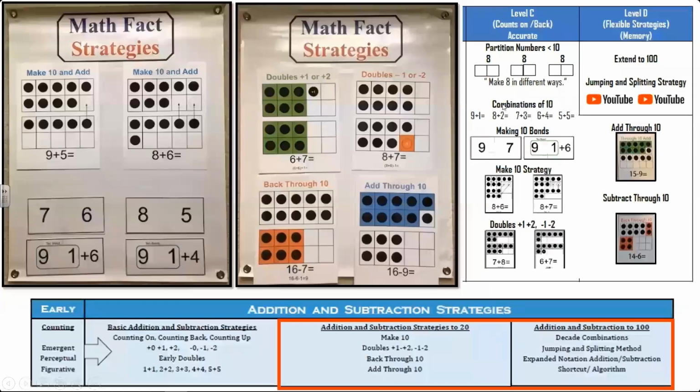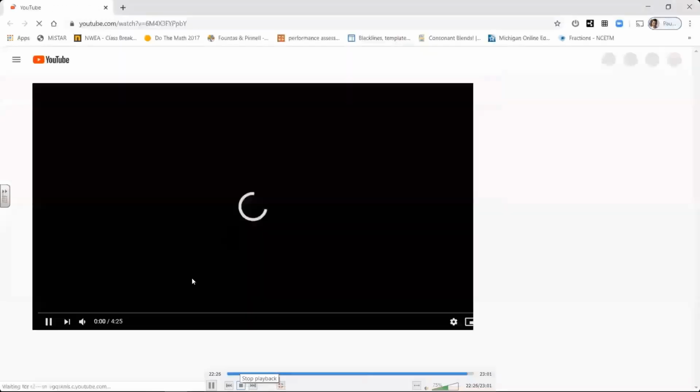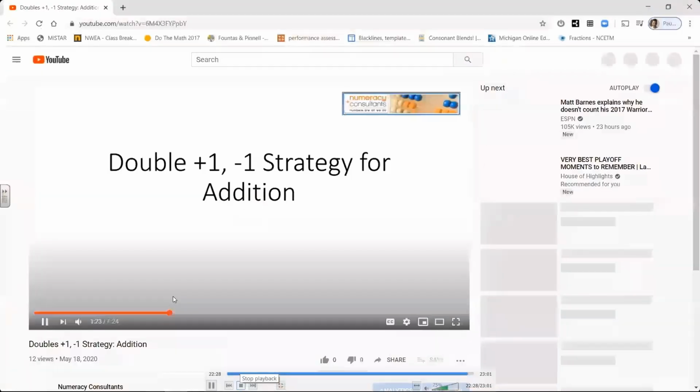And so the way this is organized, if you take a look right here: early counting, then basic addition and subtraction, then the more advanced strategies. And then this gets up to decade combinations, jumping and splitting method, expanded notation. And so these are all strategies that are there. Remember, this is just from the level activities guide, the types of things you could do too. And finally, the doubles will be the last one. And that's a YouTube clip too.